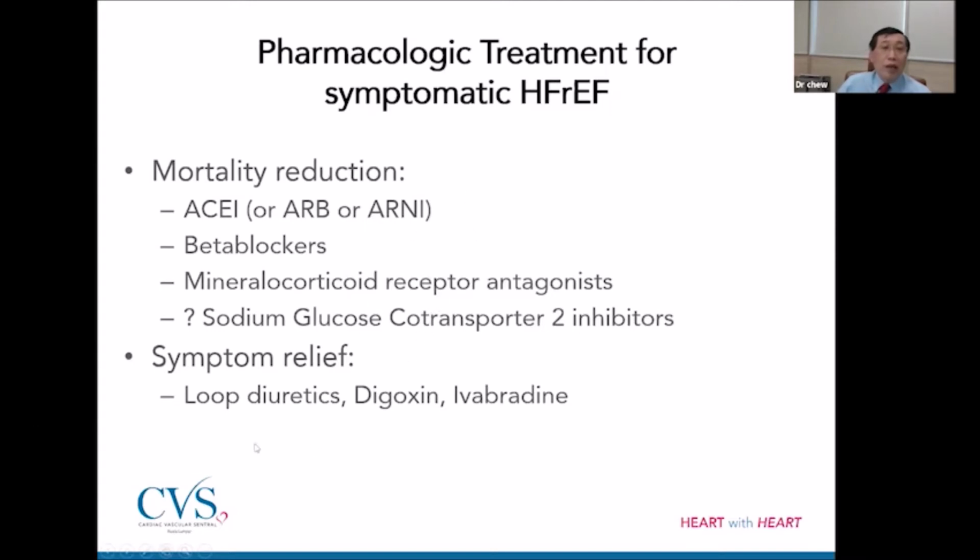For symptom relief, diuretics like furosemide can be used, but if the patient has no volume overload, these medications are not that important. Digoxin and ivabradine can be used for relief of symptoms and to reduce hospitalizations. Ivabradine is for patients where the heart rate is above 70 and they are still in sinus rhythm.